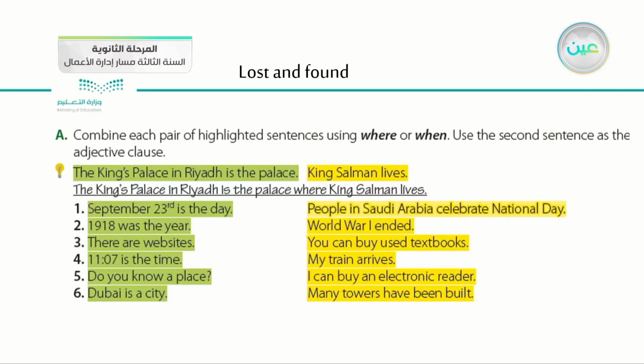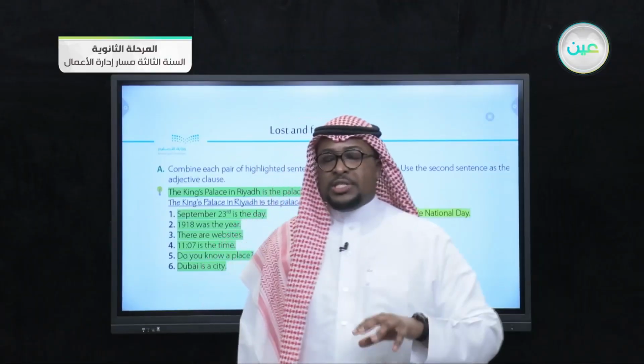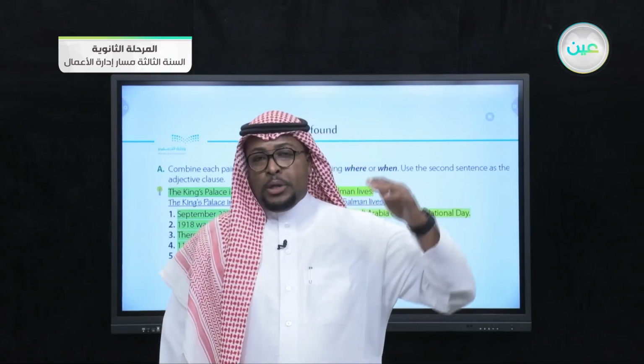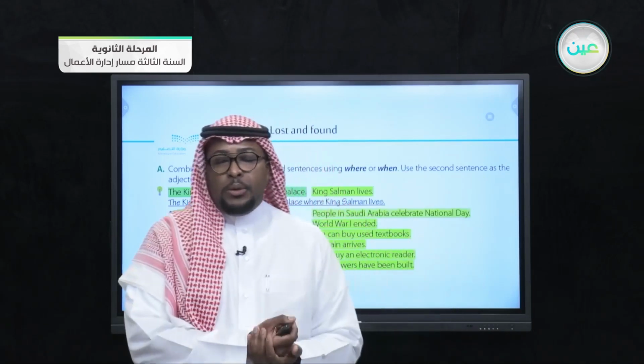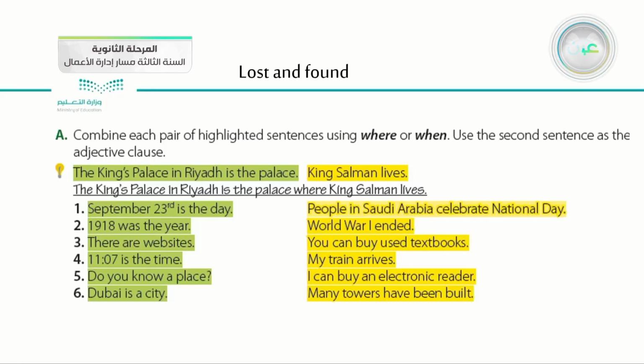For now, guys, we'll go over some exercises, which are very important. We'll go over something related to which and when, and of course something related to whose. Let's now begin here. As you see here, this is the question: combine each pair of highlighted sentences using where or when. Use the second sentence as the adjective clause.